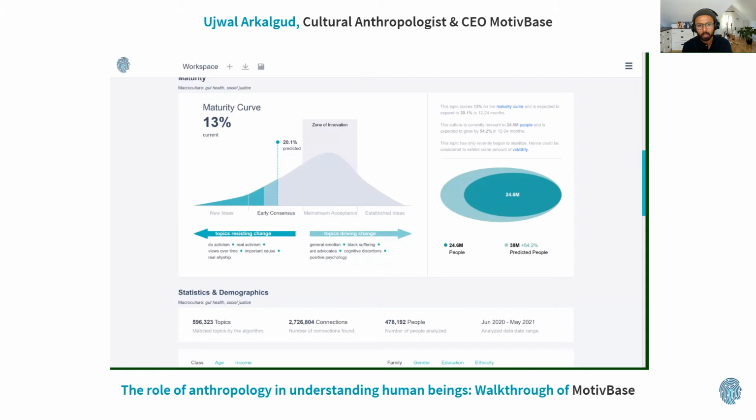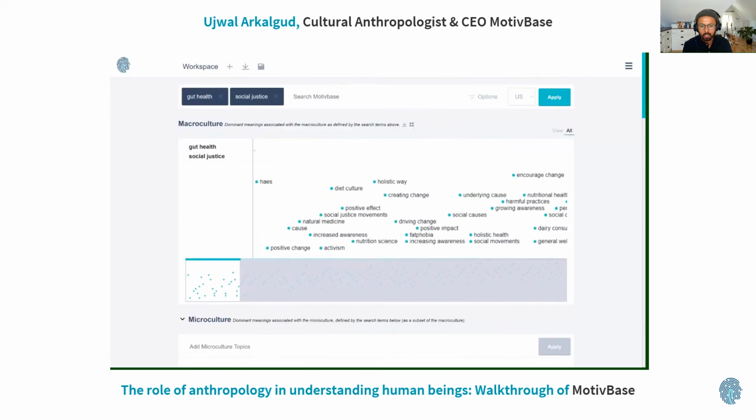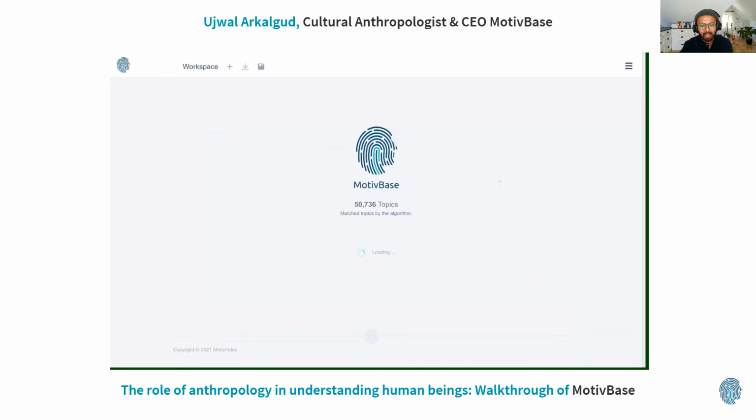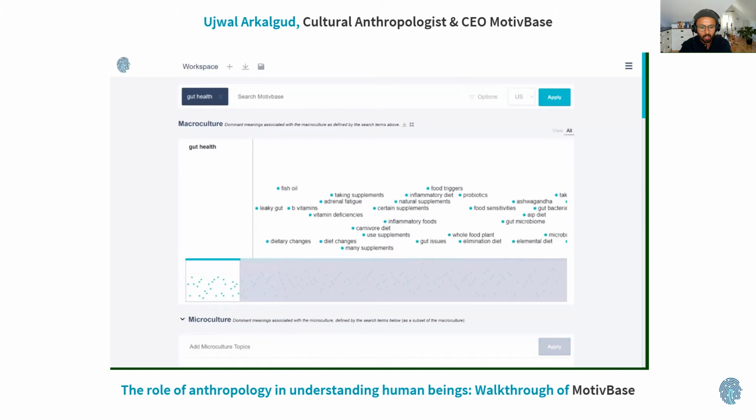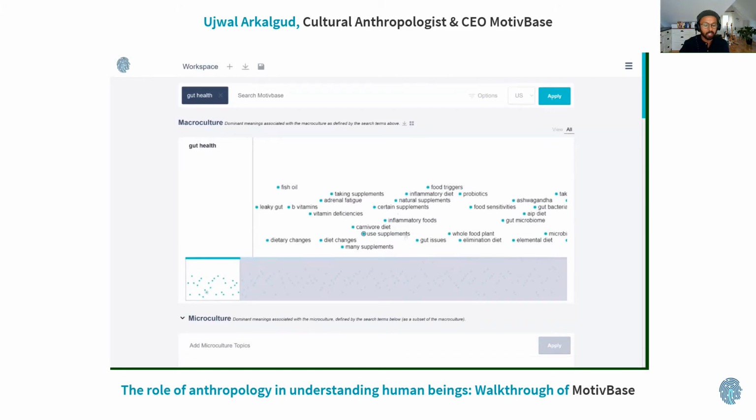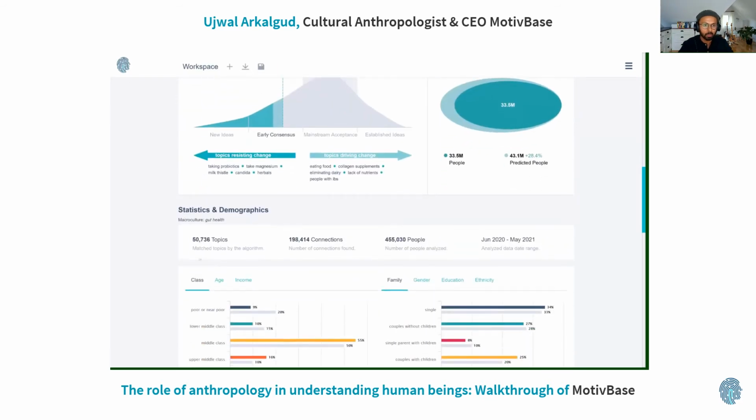Now, the cool thing about our maturity and population sizing is it is based on words and meaning that is given to a topic, right? So in this case, the search we're running, and I'm going to simplify the search here, I'm just going to take out social justice and just run the search on gut health. In this case, just in the context of gut health, what the machine's doing is analyzing the meanings around gut health. And in this particular case, there are, by the way, 50,736 meanings, right? There's 50,000 plus planets revolving around the sun of gut health.